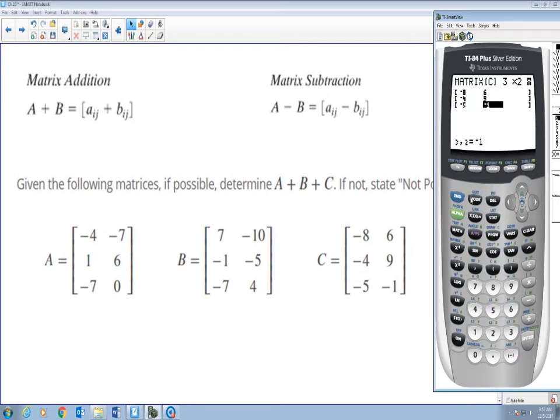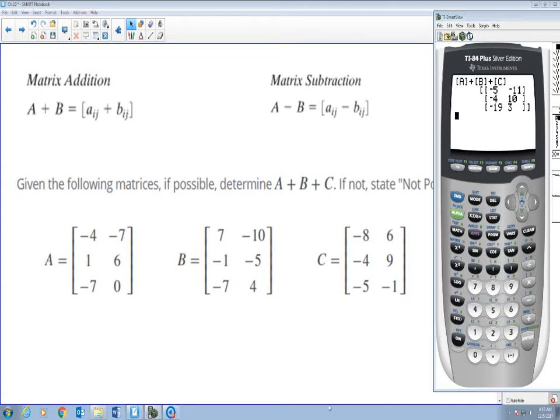Once I'm done, I go to quit, second matrix, go back in, and under names select matrix A plus, go back in to matrix B plus, go back in to matrix C. A little bit of work. See, that's the same -5 right there. So that will be my answer once I add them all up.